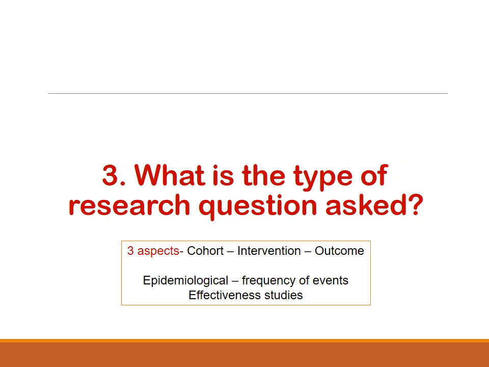What is the type of research question asked? You are looking at three aspects. What is the kind of cohort you have? What is the intervention that was done? And what was the outcome that was done? And in terms of epidemiological studies, you're looking at frequency of events and effectiveness of studies.